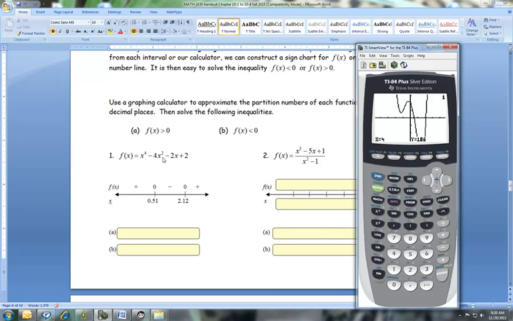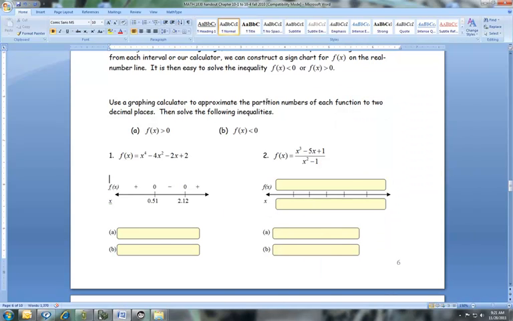Now guys, you can use a test value. I think the textbook videos do that. Or you can just look at the curve. If your curve is above, it's going to be positive in that section. If it's below, it's going to be negative. So pretty much I look at my curve. It's just faster and it does the exact same thing. So I really don't care how you go about finding your signs. Let me put that down.